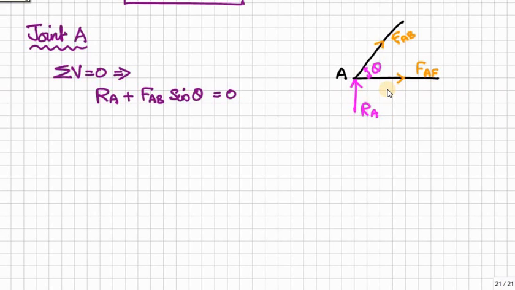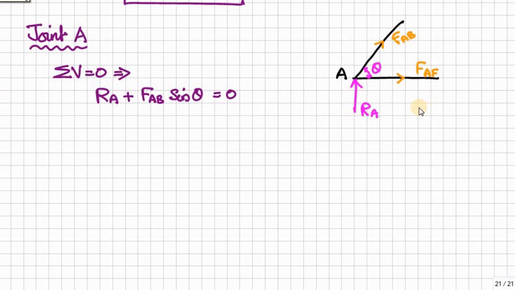So this is the scenario. Now we can apply sigma V, because at each joint we have only 2 equilibrium equations. One is sigma V is equal to 0, another one is sigma H is equal to 0. So which equilibrium equation should we use first? Which equilibrium equation gives you directly the value of the unknown?